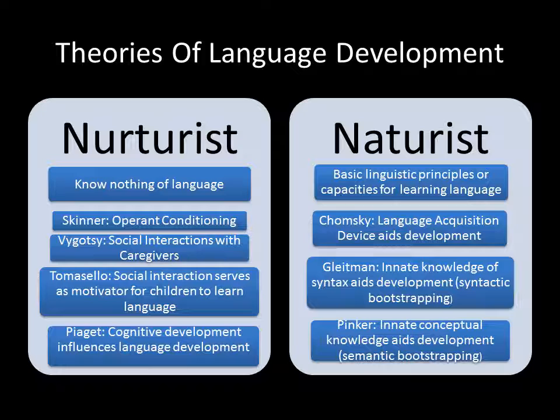Vygotsky believed that language was acquired through social interactions, as the child's diaper was being changed or bathed, that he would acquire language through the parent saying things like, I'm changing your diaper, I'm washing you, you are a good boy. That's the way the child is learning language.